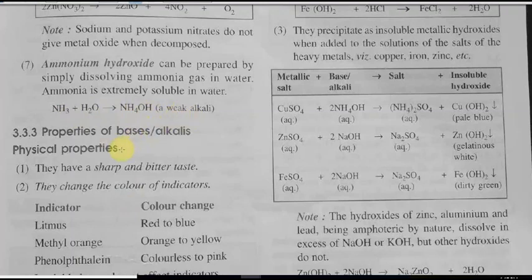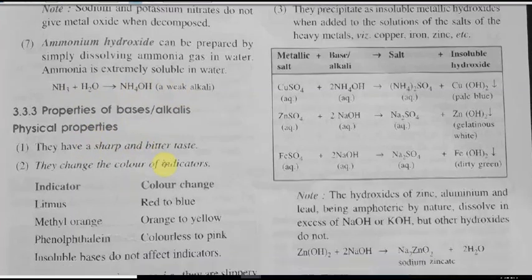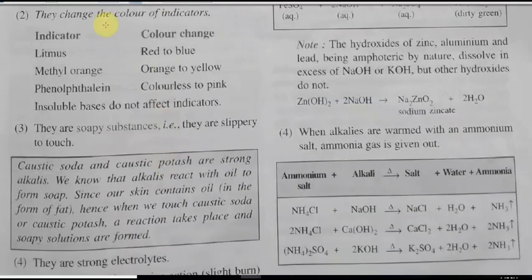Students, going to the physical properties of base, they have sharp and bitter taste and they change the color of indicator. Please try to remember the color. Base changes the reaction color of litmus, red to blue, methyl orange, orange to yellow, phenolphthalein, colorless to pink, and insoluble bases have no effect on the indicators. Bases have soapy touch, it means they are slippery.